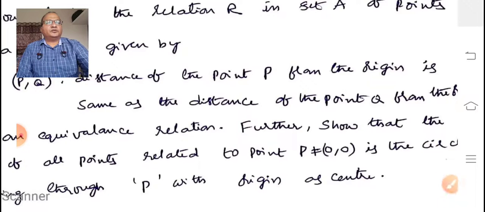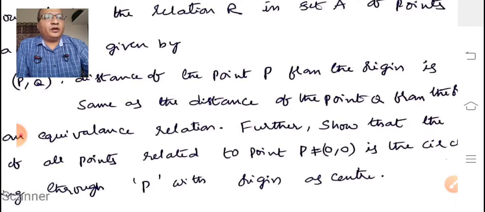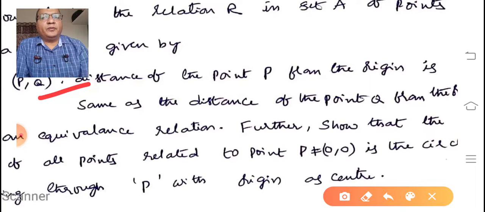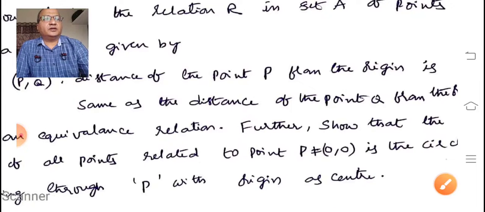So what we have to show: OP is equal to OQ, that is, P, Q is in the relation. This P, Q means OP is equal to OQ. Then that relation we have to show as an equivalence relation. Come to the solution.